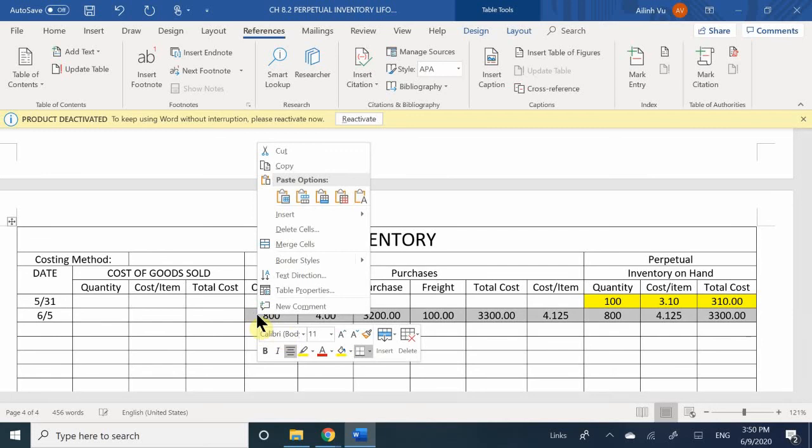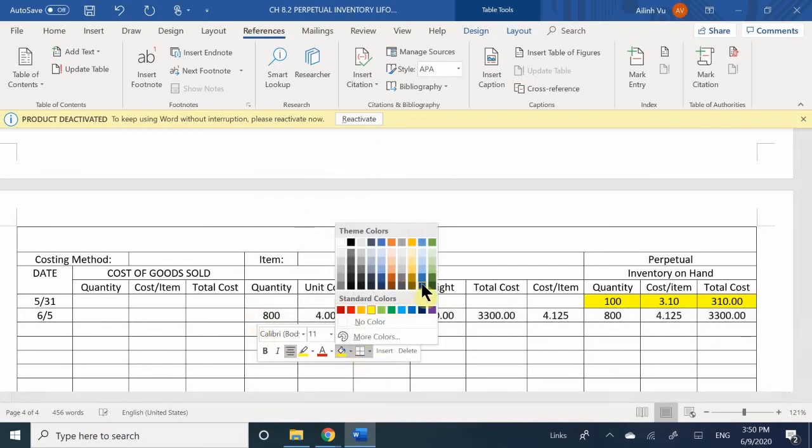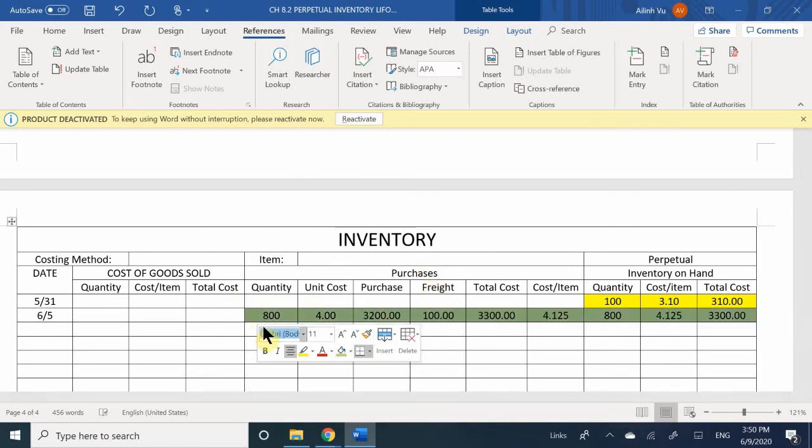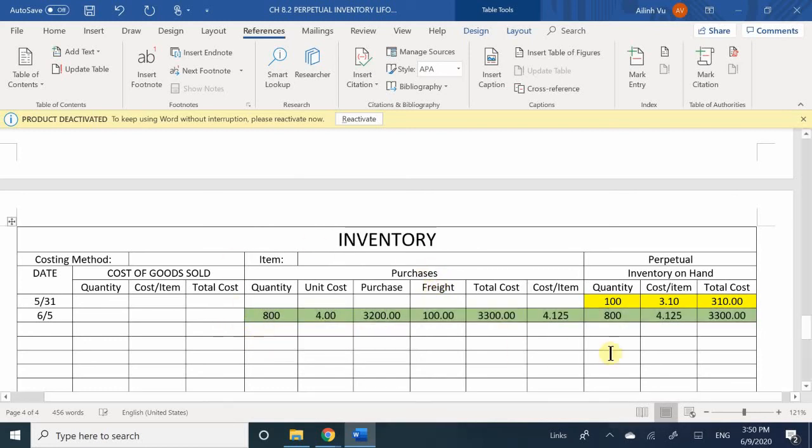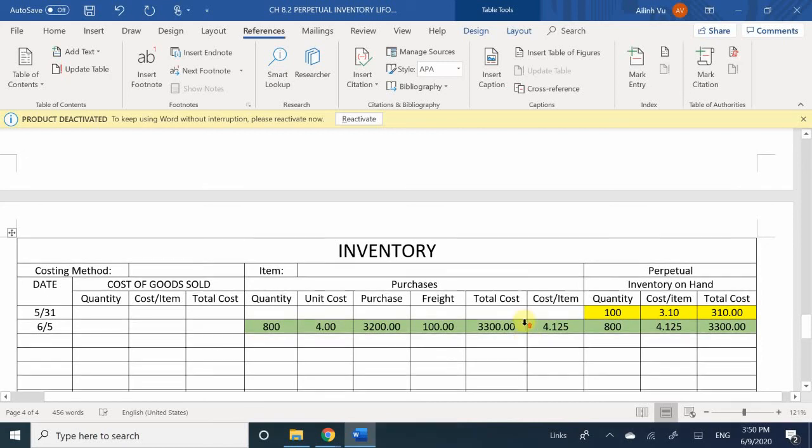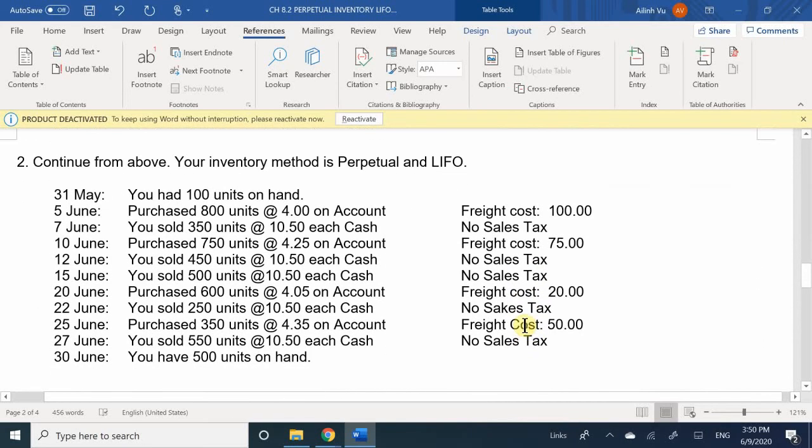Okay. So, let's see what color you want to utilize. Let's do a nice soft green. Okay. Oopsies. All right, there. Nice soft green. Okay. Good. Now, what is the next thing that happened?